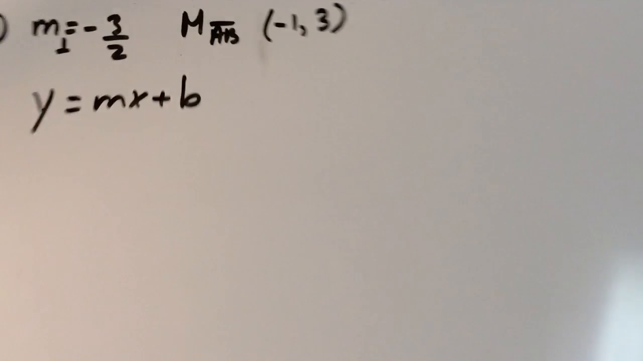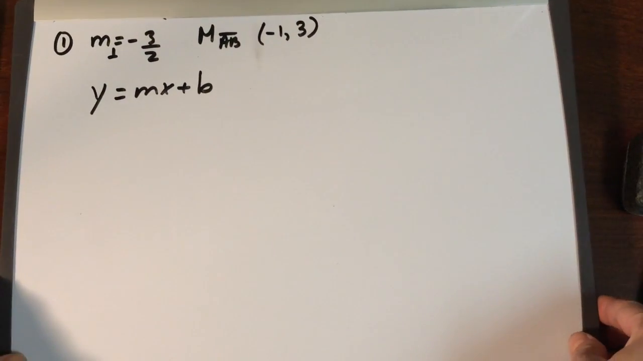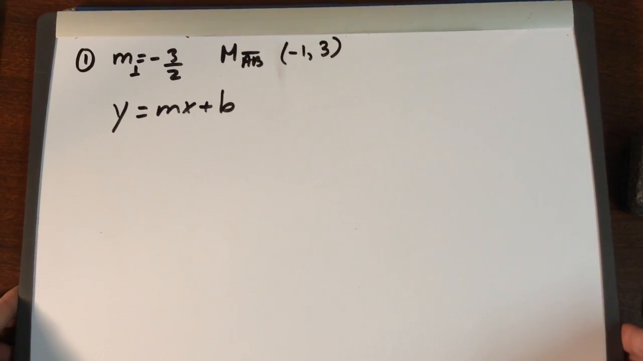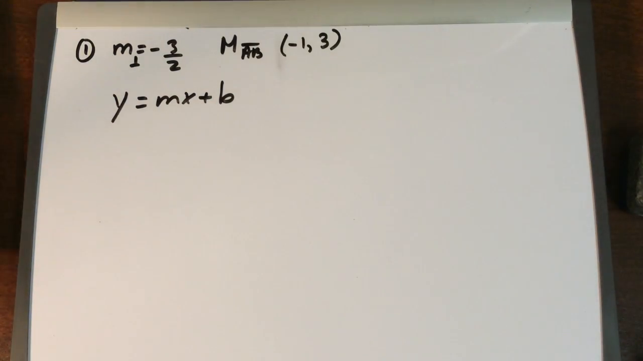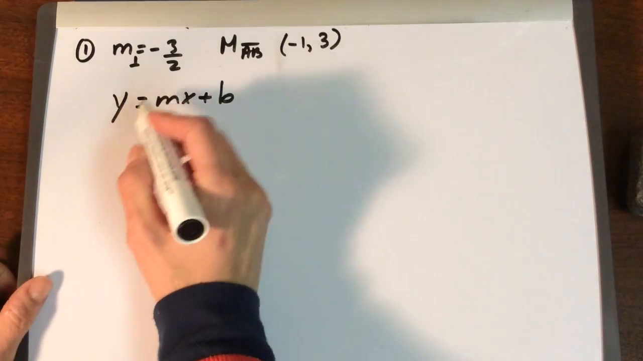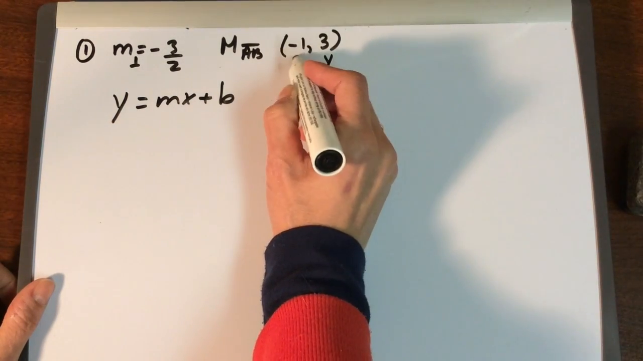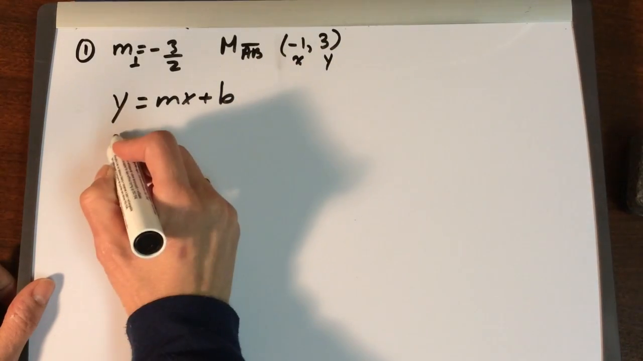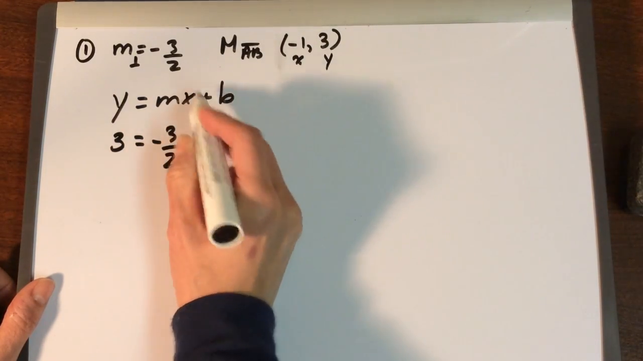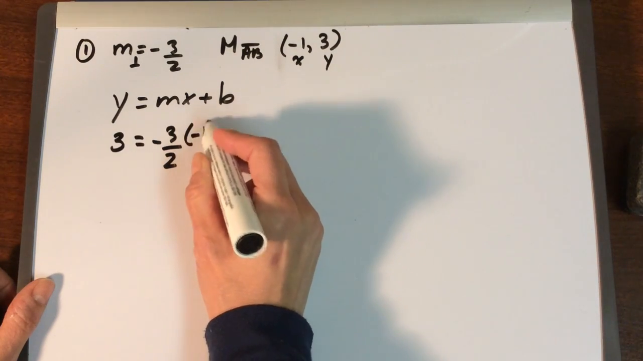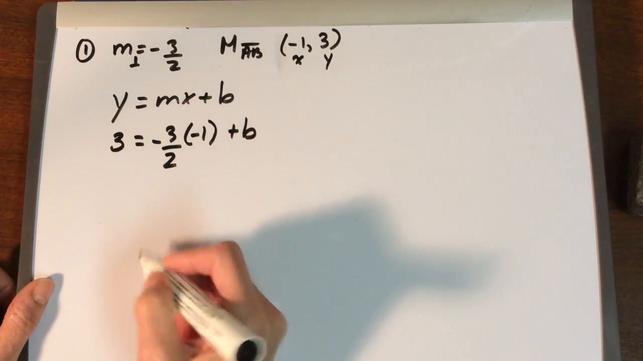And so if we look at this one here, here we go. I have the first one, the perpendicular slope and a point. And so I'm going to plug everything into this. So here we go. This is a y and an x. And so I'm going to put in the 3 for y. The slope is negative 3 over 2. The x is negative 1. And then find b.